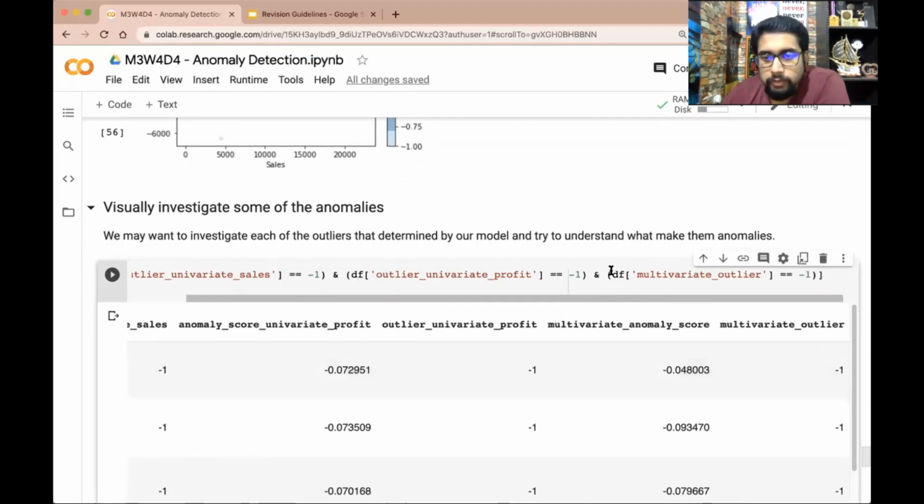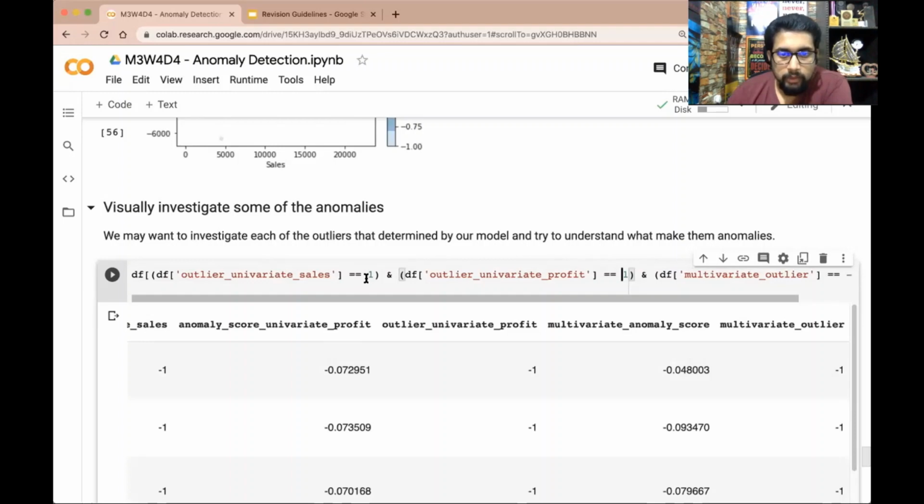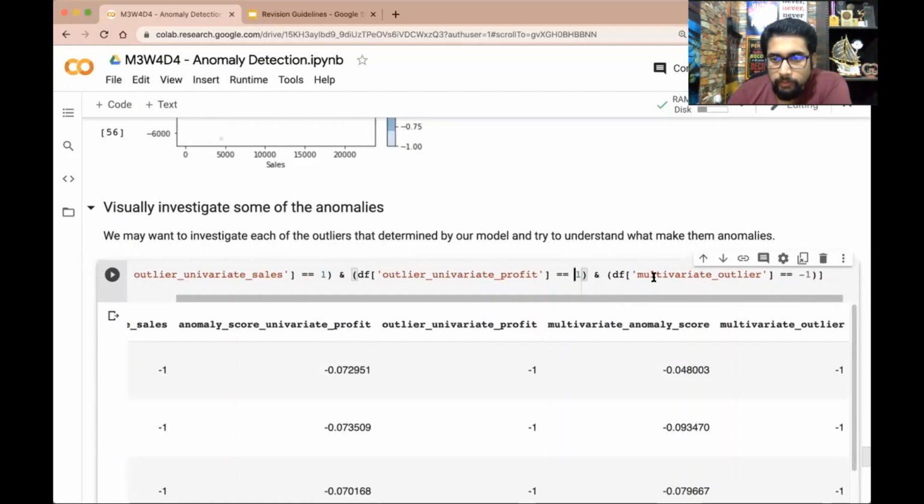It would be interesting to see those observations which are not anomalies in terms of sales or in terms of profit, but they are anomalies in terms of the overall mixture of the two, right? So let's just do this. I'm just taking a subset which is normal according to sales, normal according to profit, but which is an outlier according to the multivariate, basically the combination of sales and profit. Let's just see if there is any such observation.